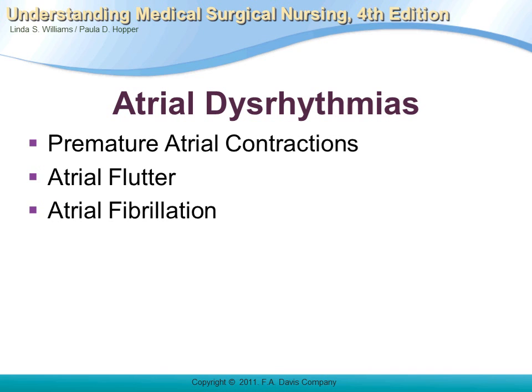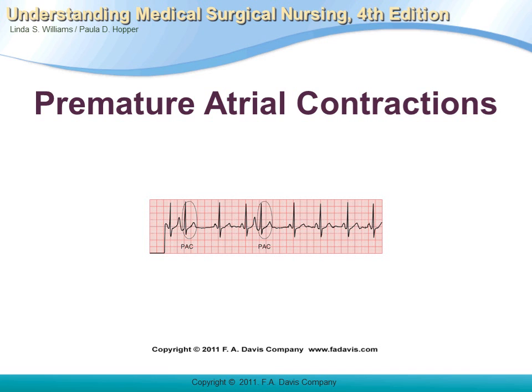Okay, so the next thing we're going to talk about is atrial dysrhythmias. These are dysrhythmias that occur in the atria, and there are three different ones we're going to talk about: premature atrial contractions, atrial flutter, and atrial fibrillation.